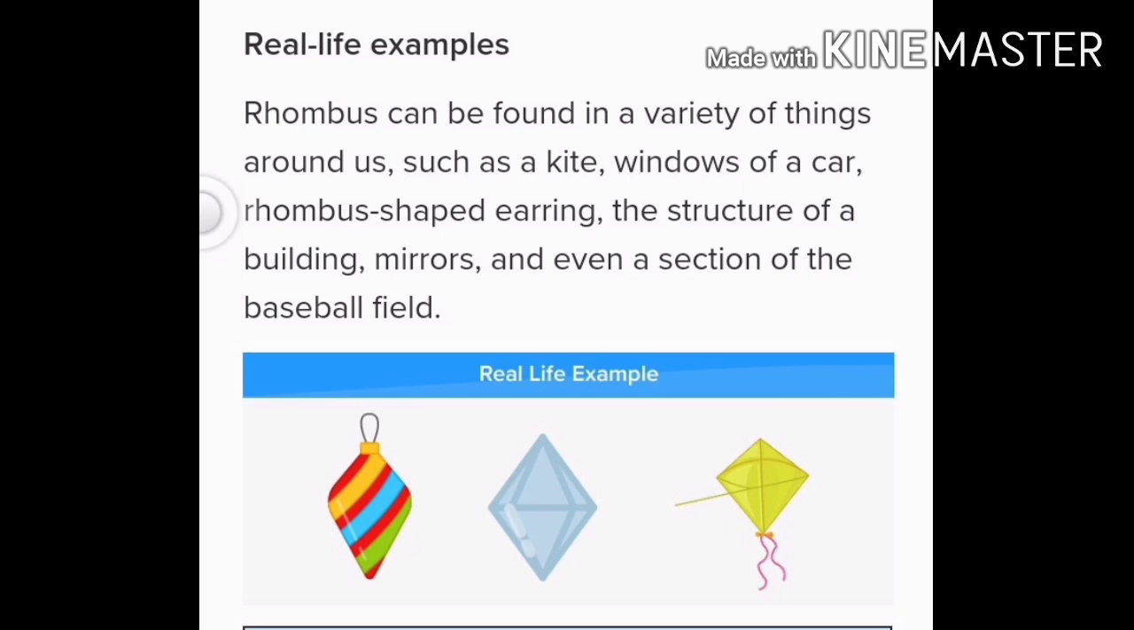Let us see real life examples. Rhombuses can be found in a variety of things around us, such as a kite, windows of a car, rhombus-shaped earrings, the structure of a building, mirrors, and even a section of the baseball field.